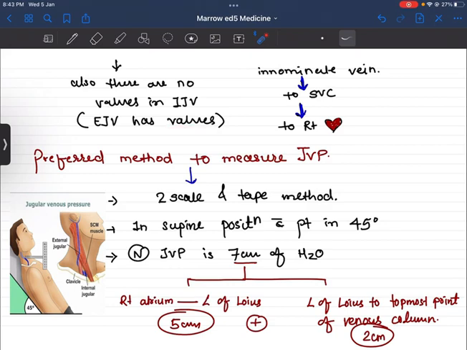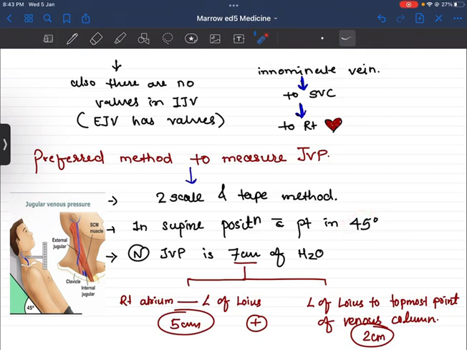What is the preferred method to measure the JVP? It is the two scale and TEP method. This is the two scale, like this is the distance and this is the distance. We measure in supine position with the patient at a 45-degree angle.